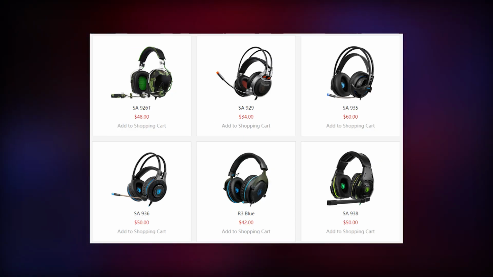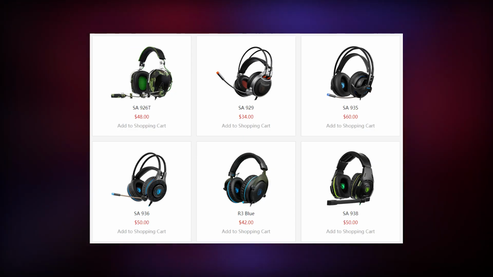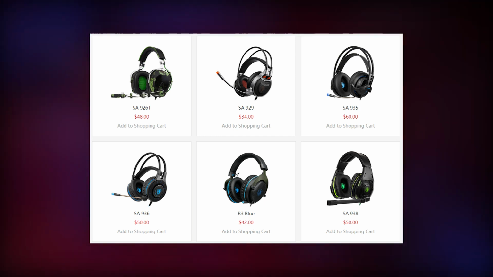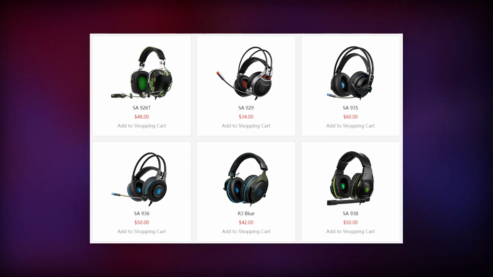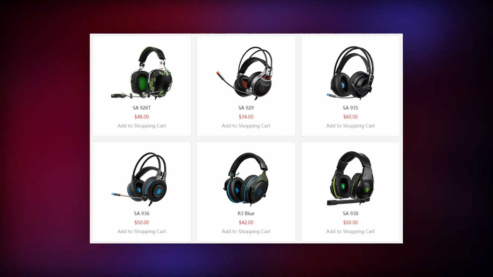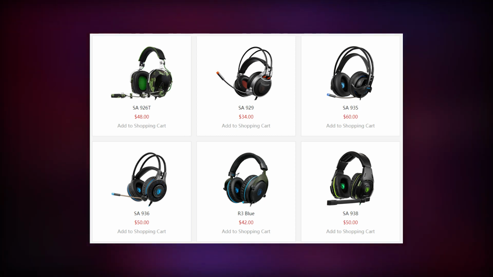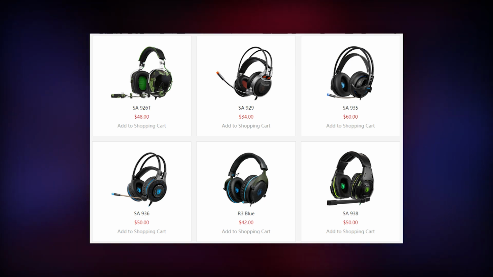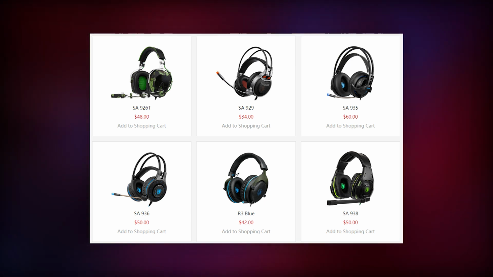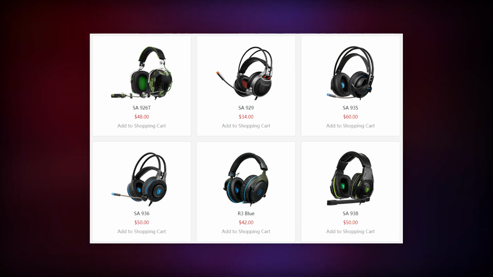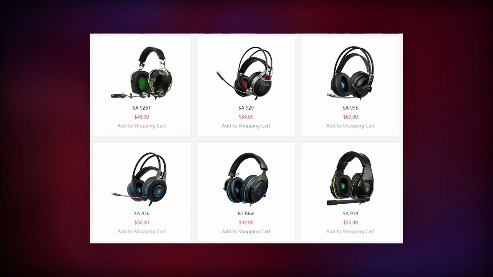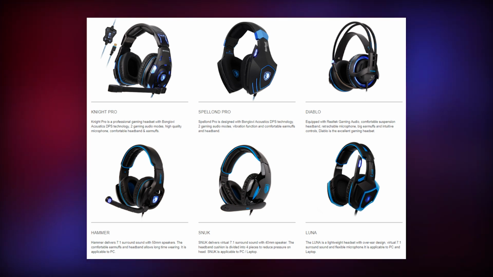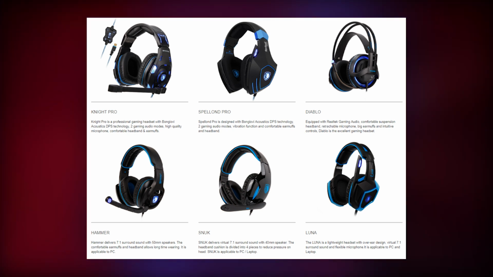The second thing that you need to pay attention to is model number versus name. Economic versions are named with letters mixed with numbers. Normally, it's one letter at the front with 1 to 2 numbers at the back, for example, the A6, the R3, and the A60, or 2 letters at the front and 3 numbers at the back, for example, the SA903, SA902, and the SA920. Sometimes with an extra letter like the SA926T that I previously mentioned. Meanwhile, the international ones come with actual names like Knight Pro, Spelon Pro, Diablo, etc.